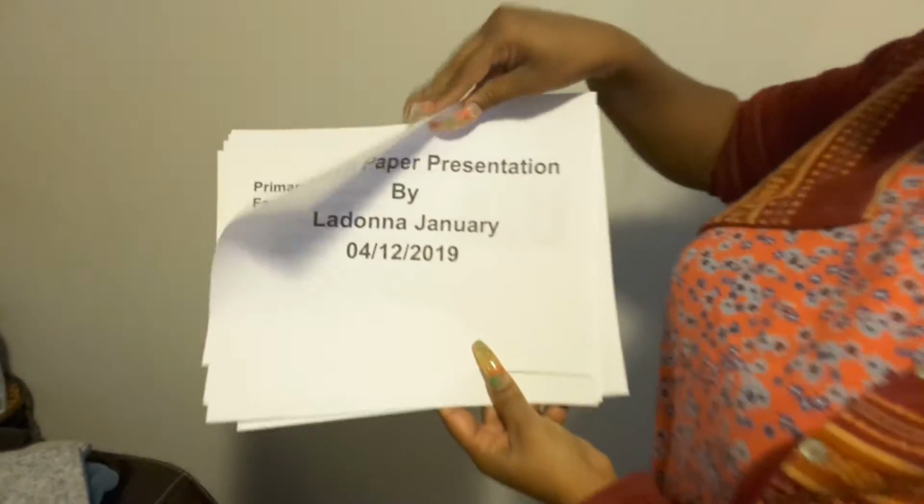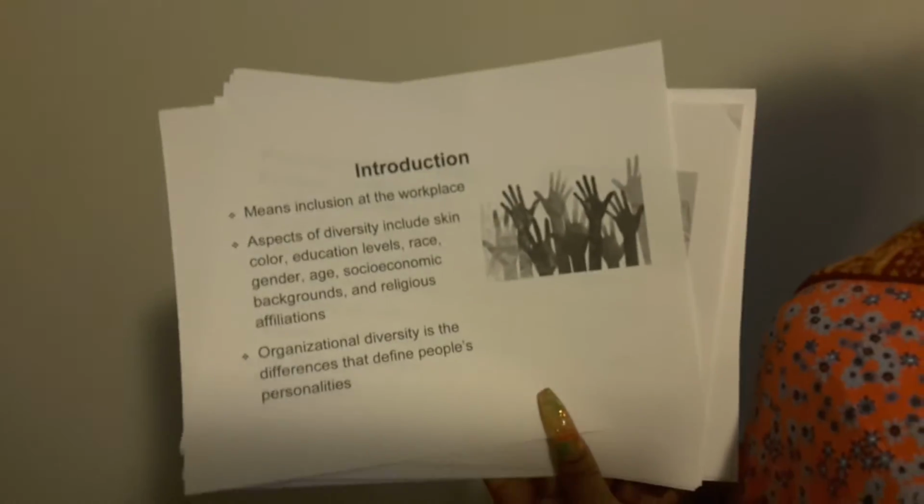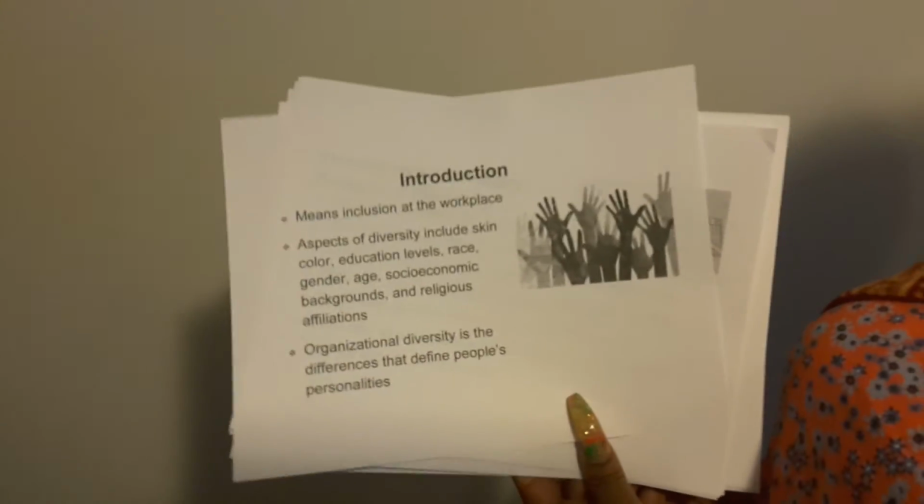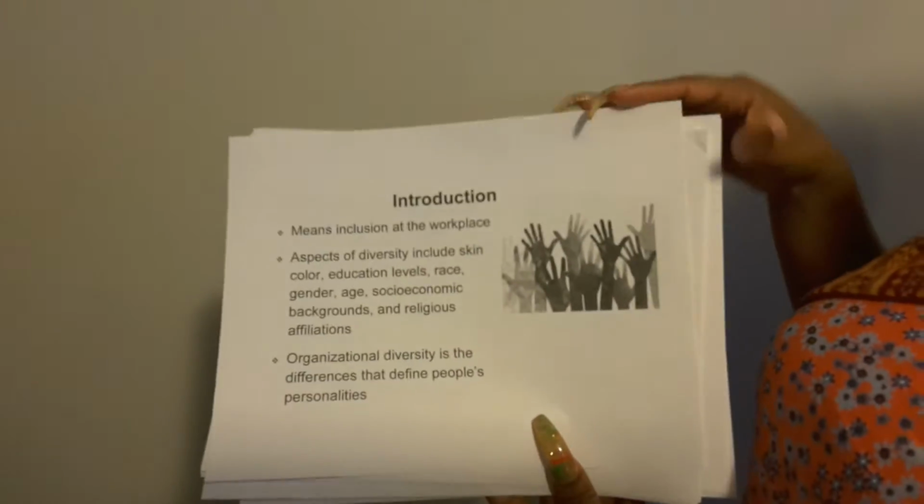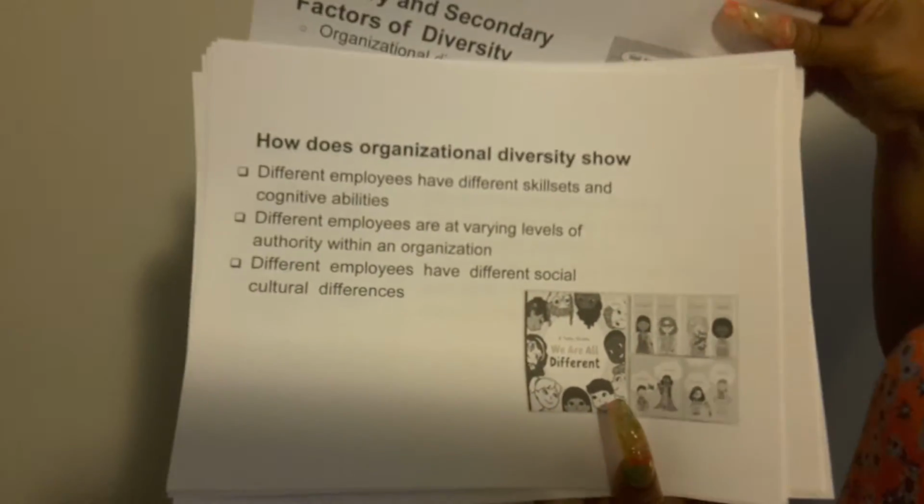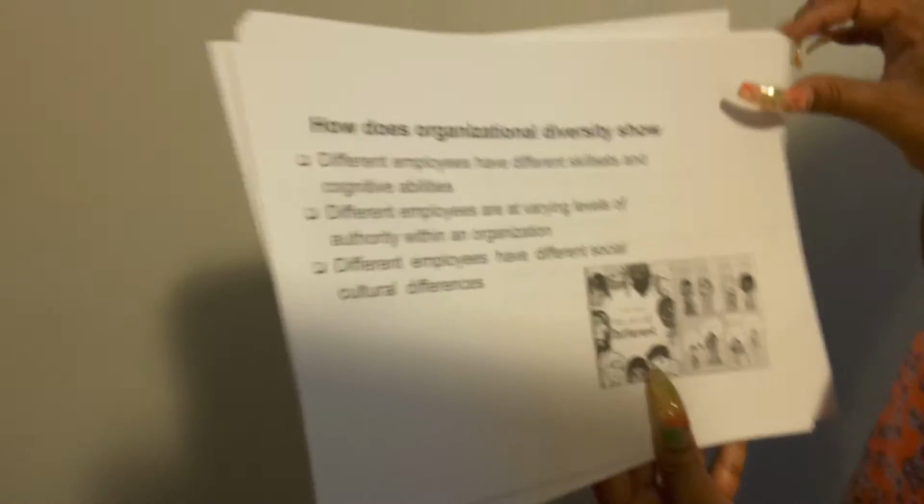Research paper presentation. Introduction. Organizational diversity means inclusion at the workplace. Aspects of diversity include skin color, education, race, gender, socioeconomic backgrounds, and religious affiliations. Organizational diversity is the differences that define people's personalities. These are the primary and secondary factors of diversity. How does an organization show diversity? These are the factors.